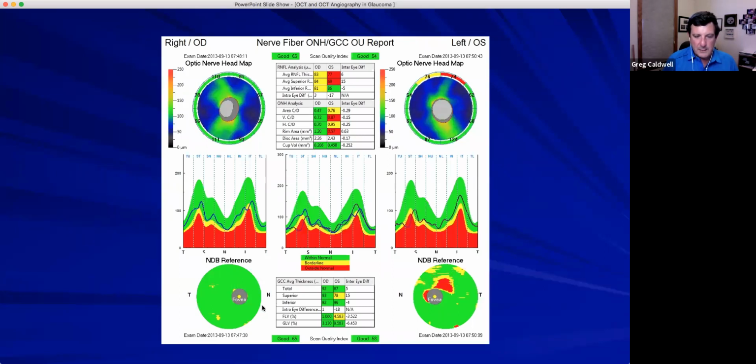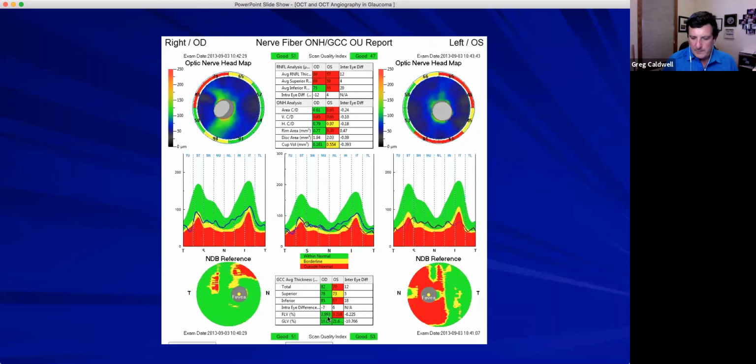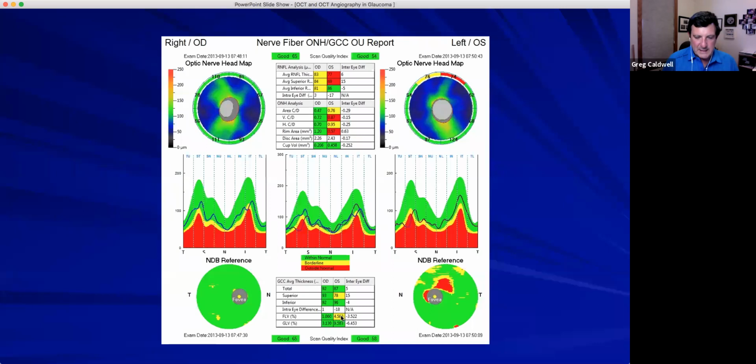Nothing over here. Really cool about this instrument here with this focal loss volume. Look how it's flagging this, saying, hey, doc, you better really scratch your head. It's more of a focal loss because that's what happens in glaucoma as opposed to more of a general loss.